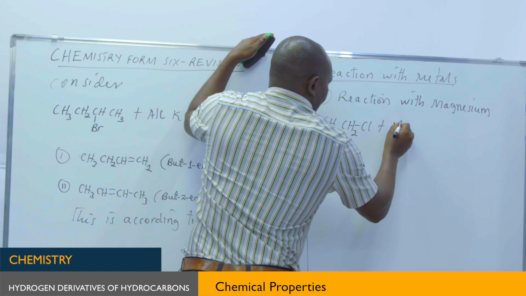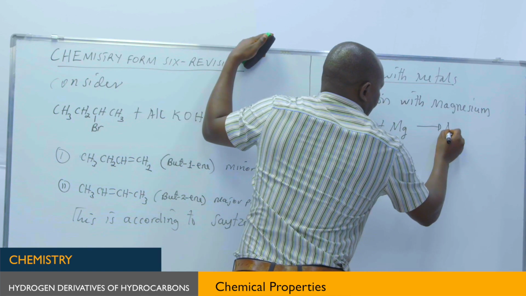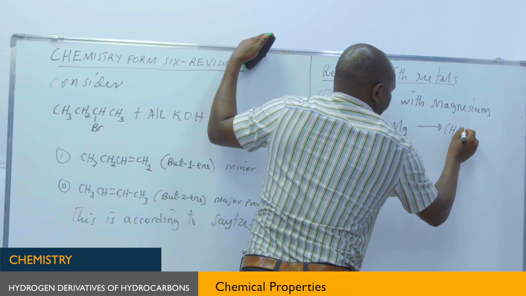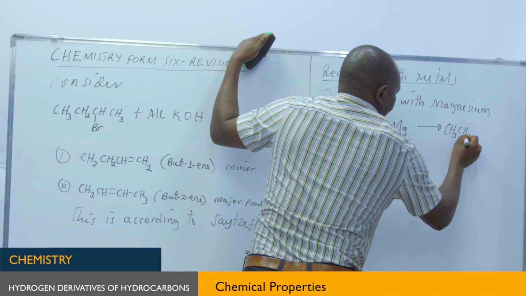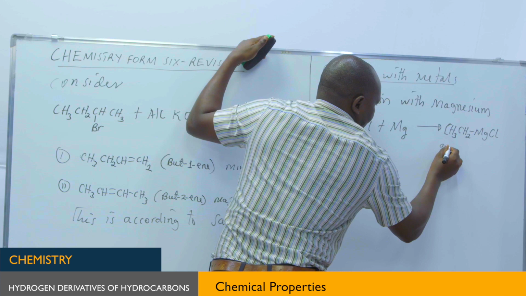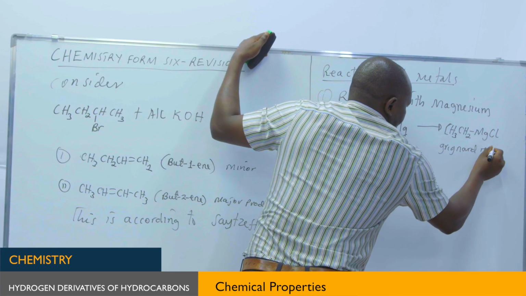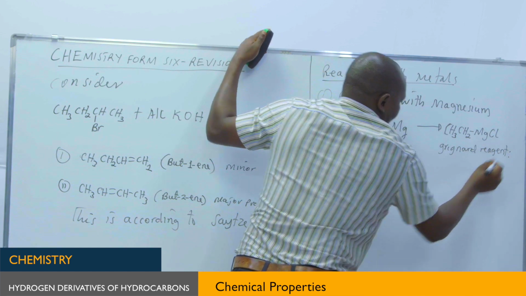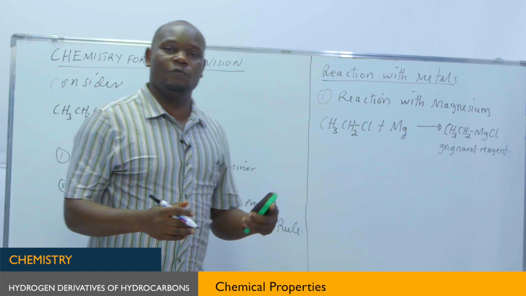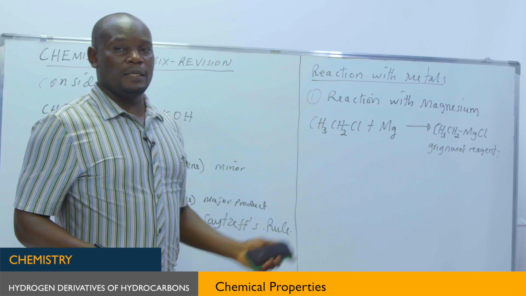When treated with magnesium, the product formed is what we call the Grignard reagent. So this is the Grignard reagent. And this Grignard reagent is very, very important in the preparation of other organic compounds. So that is the main application of the Grignard reagent.